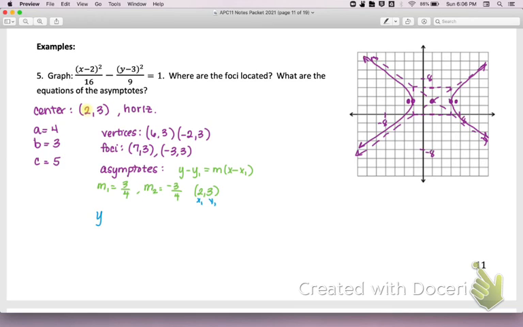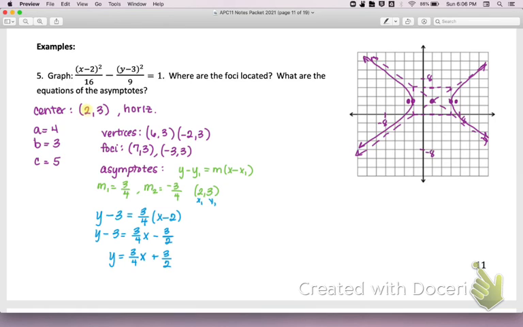So let's start with the first slope. So we get y minus 3 equals 3/4 times x minus 2. So that gives us y minus 3 equals 3/4 x minus 3/2. And then we have to add 3 to both sides. So we get y equals 3/4 x minus, well, it won't be minus. We're going to add 6/2 to both sides. So this becomes plus 3/2. So there's one asymptote. Now we just do that again with the second one.